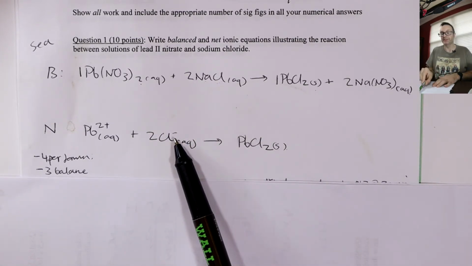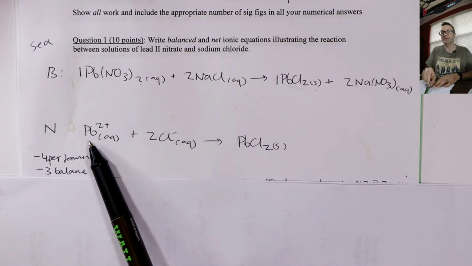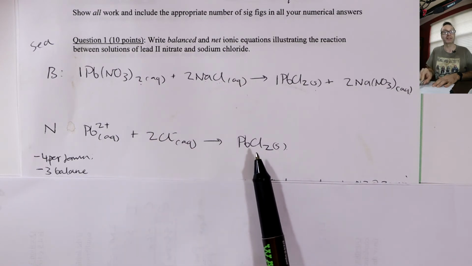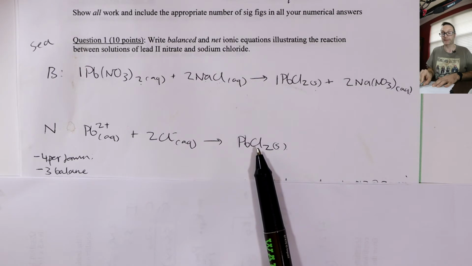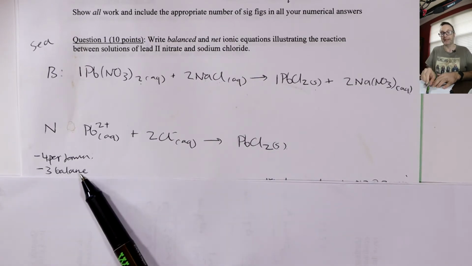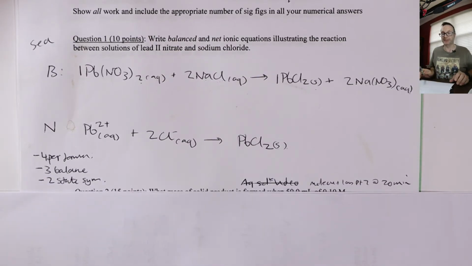Some people miss little charges down here where they're separate mobile ions. Yes, there are charges, but there's none here because it's a combined ionic compound, right? Balancing was 3 off if you got that wrong, and state symbols 2. All right, fair enough.